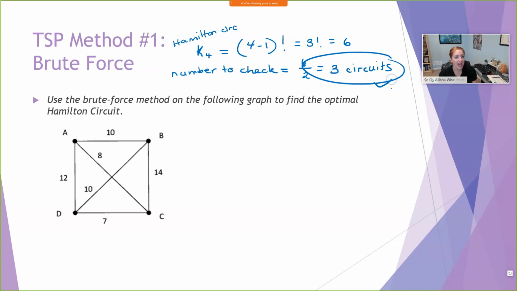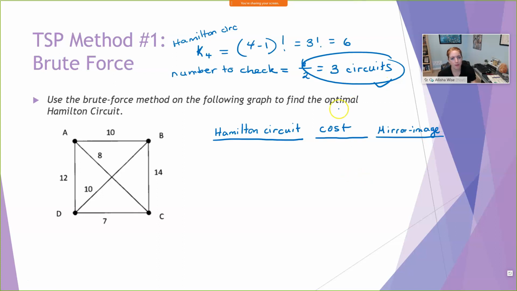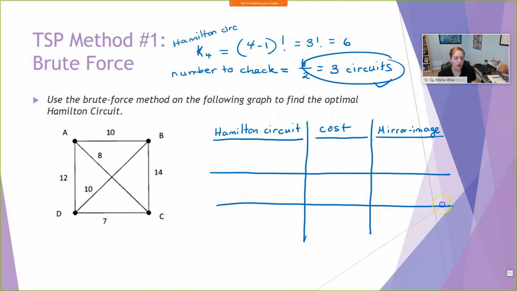Cool. So what I'm going to do is create a little table here. I'm going to have my Hamilton circuit, and then I'm going to have the cost, and then I'm going to have the mirror image.